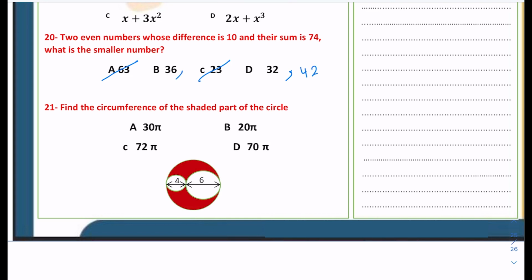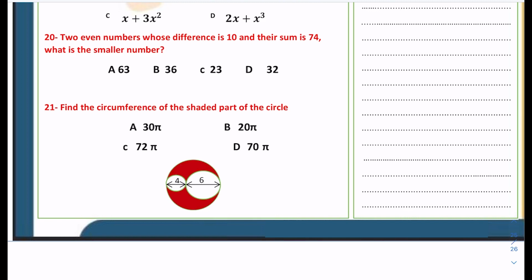63 and 10 will be 73. 36 and 10 will be 46. We can add both of them. This will be 74, so it's correct. This will be 82, it's incorrect. So I have to choose letter D. Letter D. Now let's take the next question here.